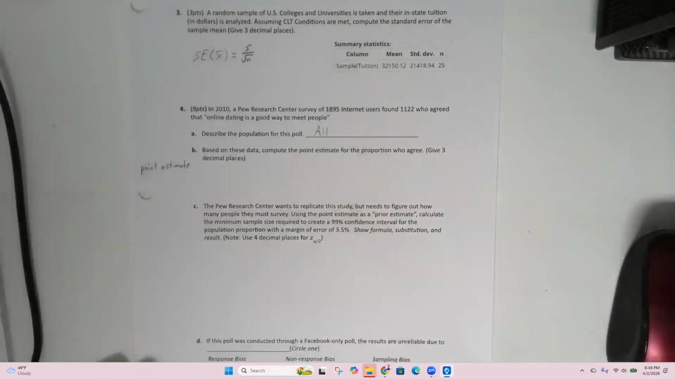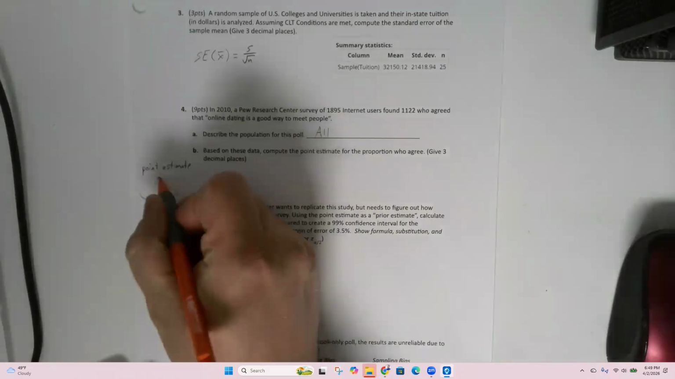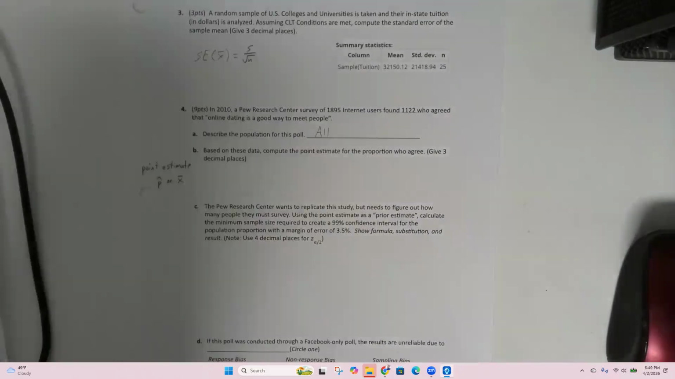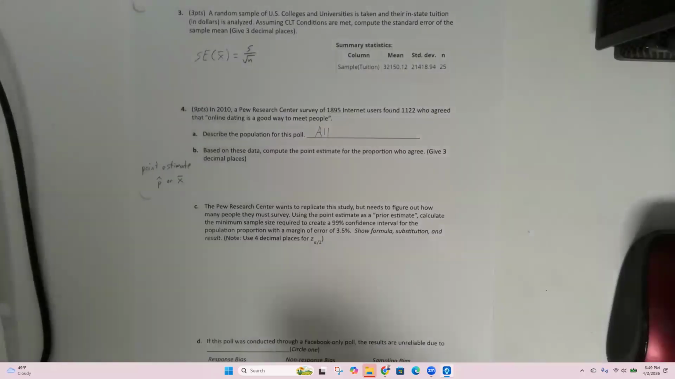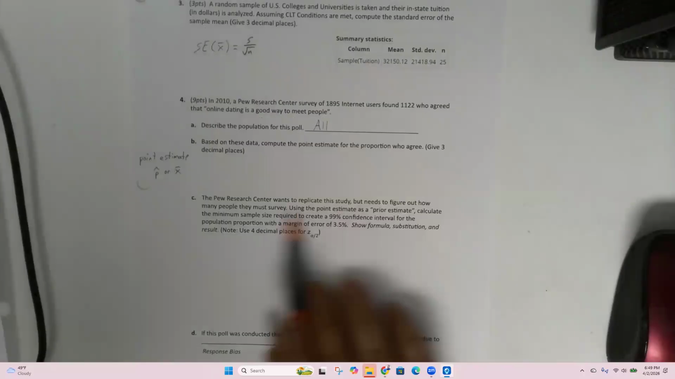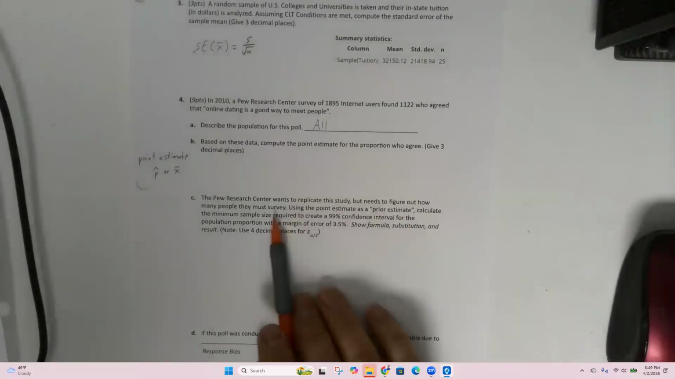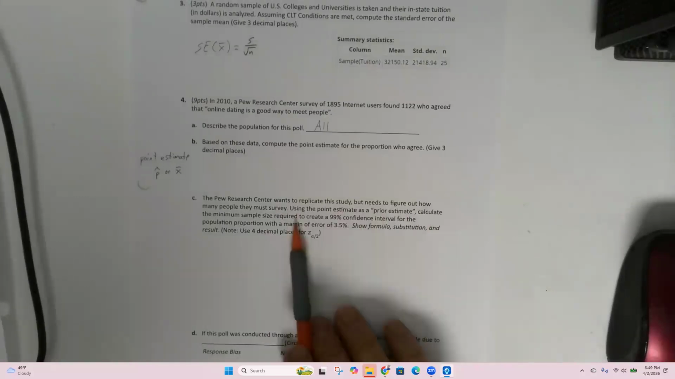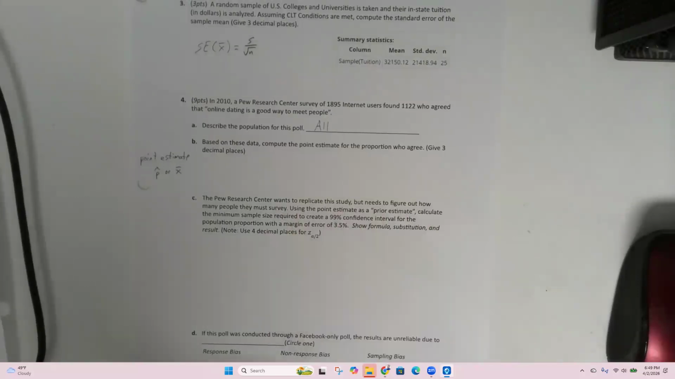Your point estimate is P hat or X bar, depending on whether you're doing proportions or means. Okay. Pew Research Center wants to replicate the study. So they need to figure out how many people they must survey. Using the point estimate as a prior estimate, calculate the minimum sample size required to create a 99% confidence interval.